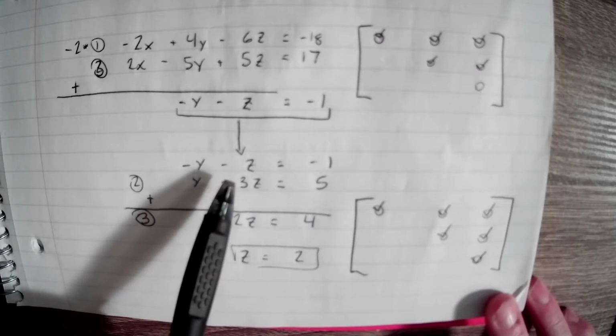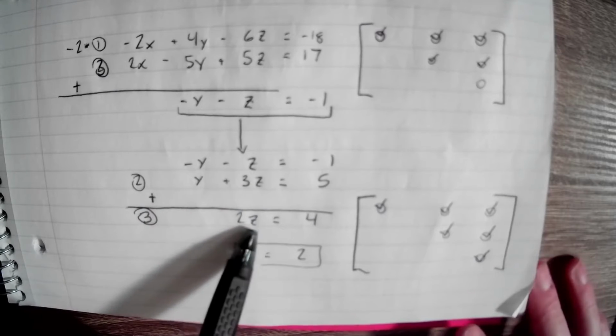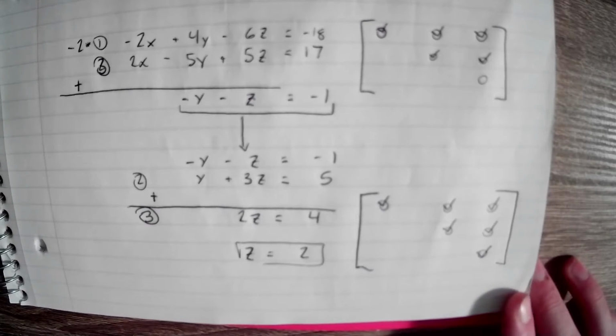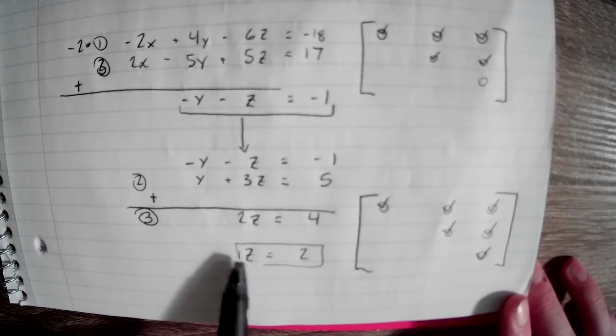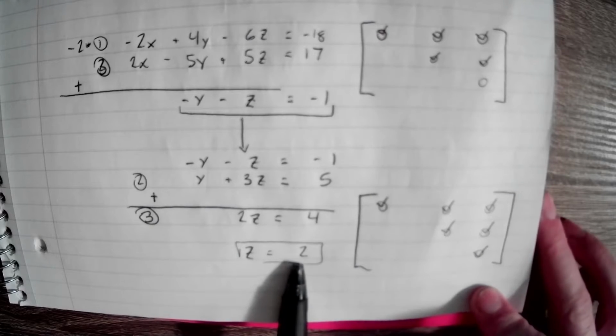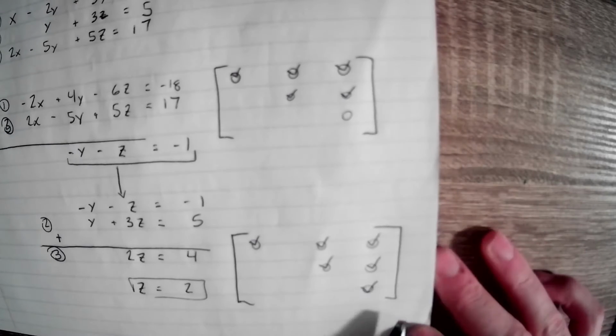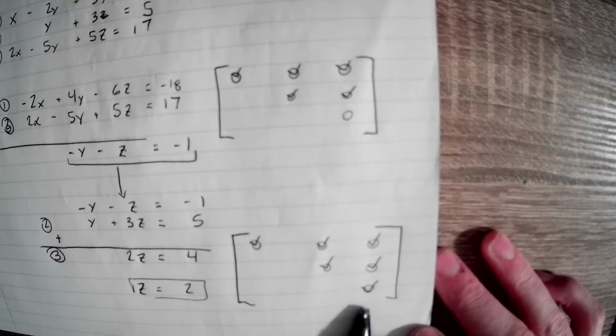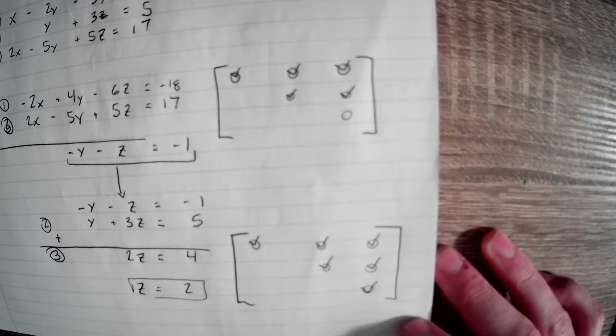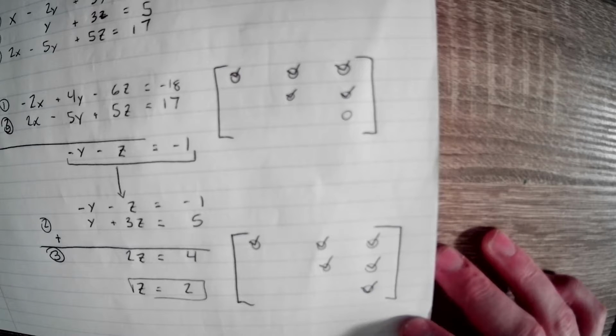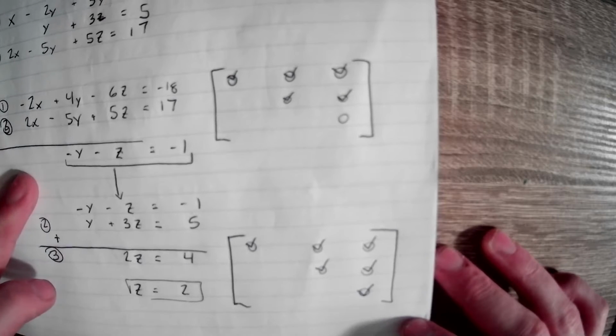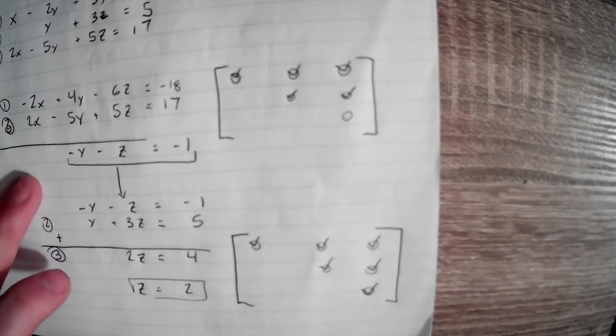These go away. This negative z and positive 3z becomes 2z. 2z equals 4. Make our lives easier, divide by 2. Z equals 2. So now again, this z equals 2 satisfies this just a z equation. So we don't need to do anything more. We can now use back substitution to solve for the other y and x variables.